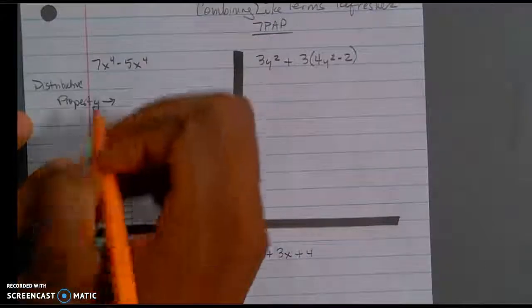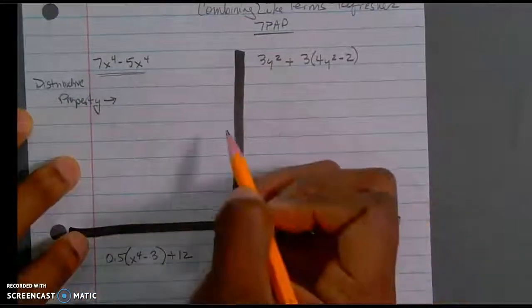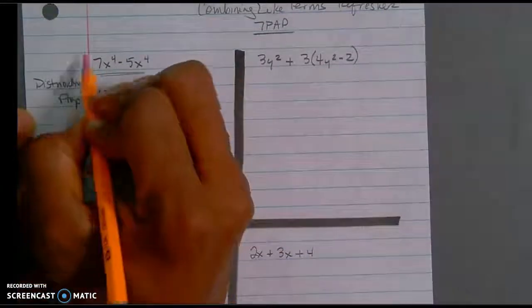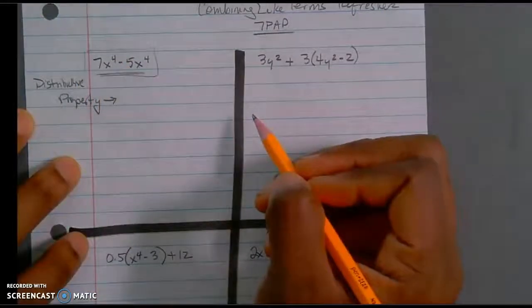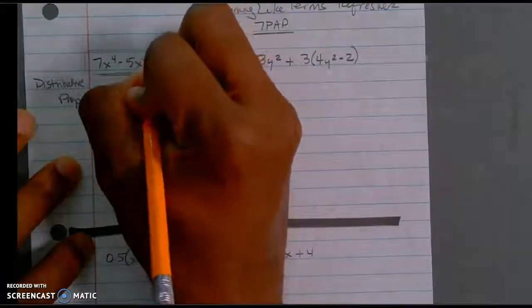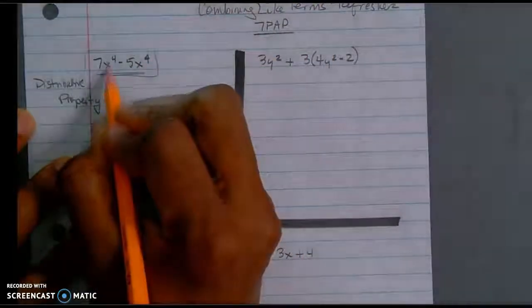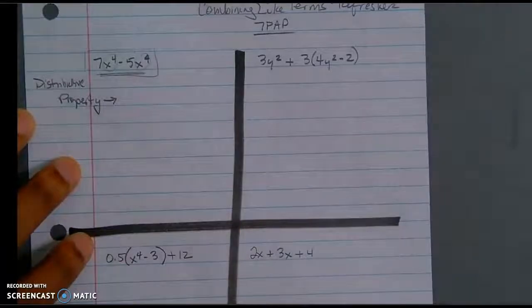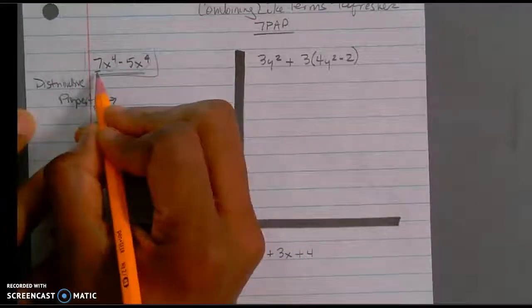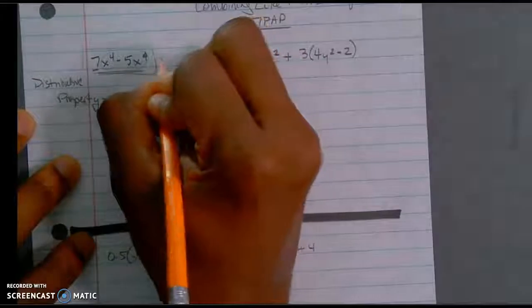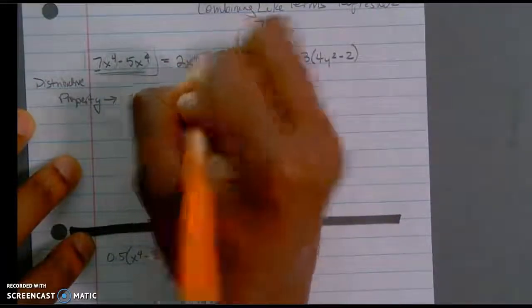So if I were to take a look at this expression, 7x to the fourth minus 5x to the fourth, some of you parents that may be watching, you may say to yourself, I don't quite understand what's happening there. The only thing that you really need to be concerned with is you understand that these two variables are the same, and really the only thing that I'm dealing with and comparing are the coefficients. So 7x to the fourth minus 5x to the fourth will simply be 2x to the fourth.